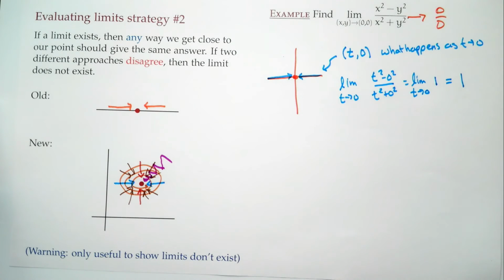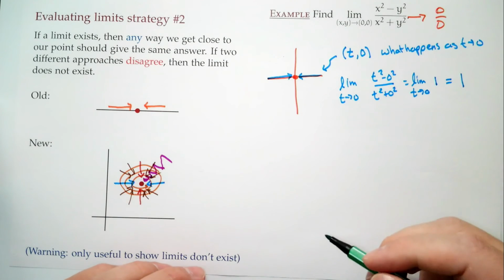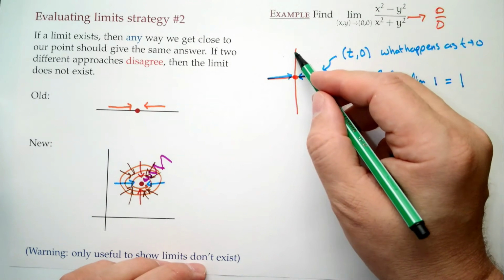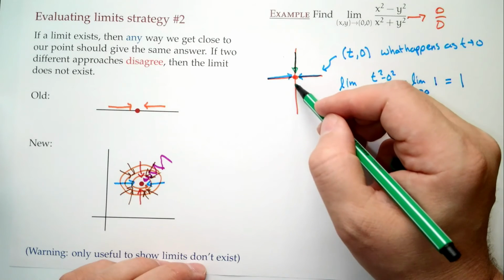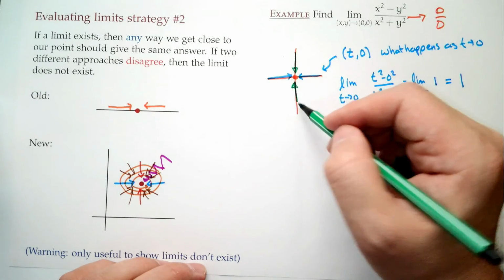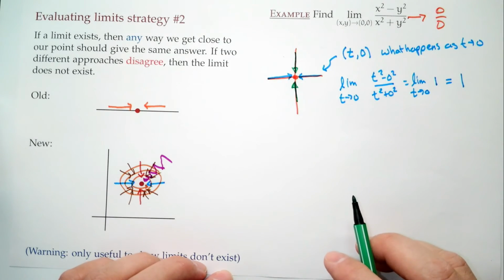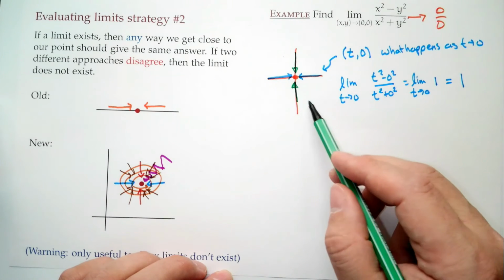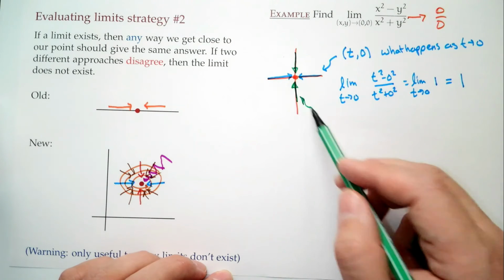So, let's approach from a different direction. And I would suspect that the first two directions you should always check are from the sides and from the top and bottom. So, on that, what's our parameterization look like?